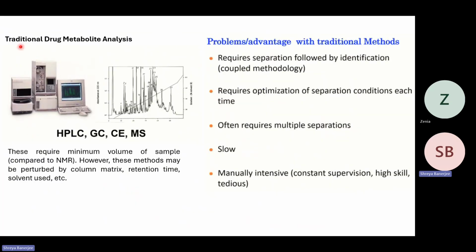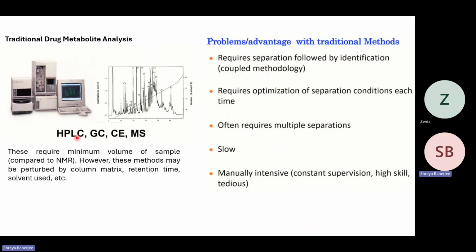Now, for traditional drug metabolite analysis, traditional methods include HPLC, gas chromatography, mass spectroscopy, and so on. They require minimum volume of sample compared to NMR. However, these methods can be perturbed by column matrix, retention time, solvent used. So there are a lot of external factors that are perturbing these methods. Also, other problems are they require separation followed by identification.